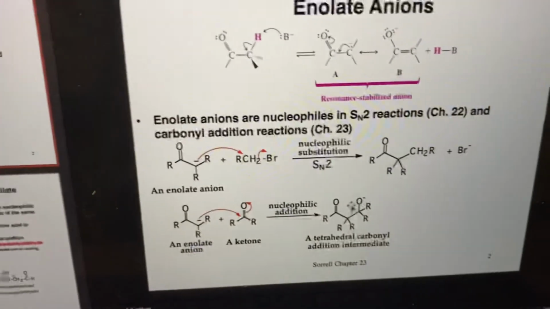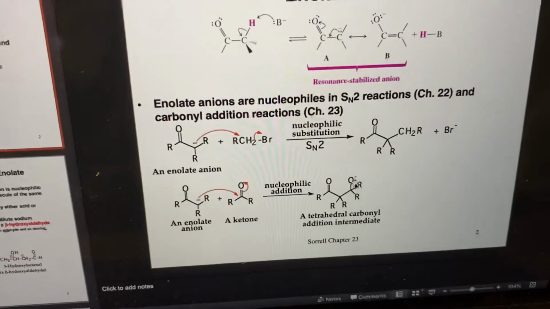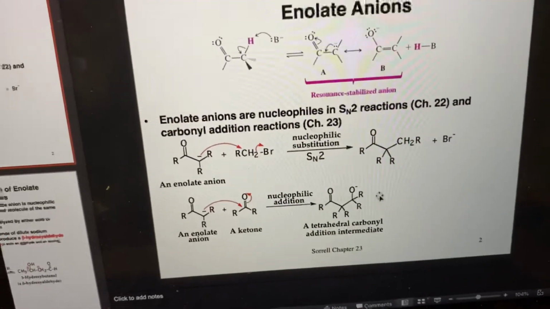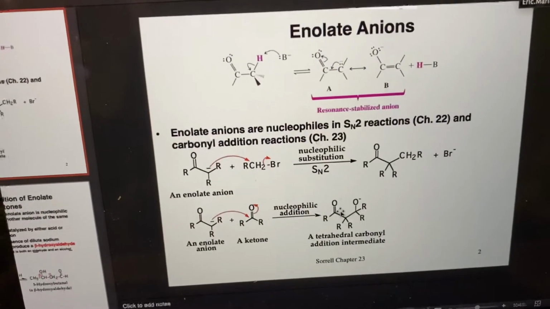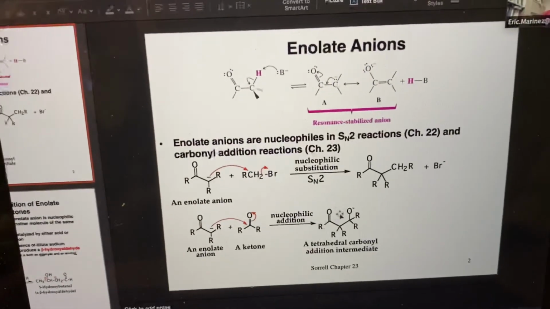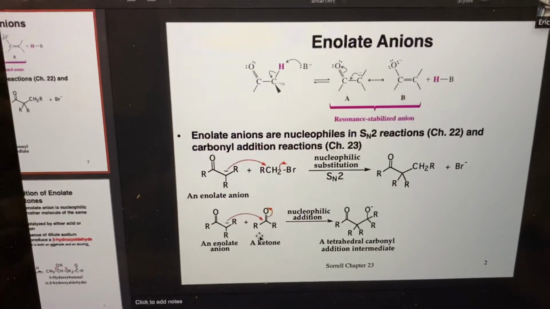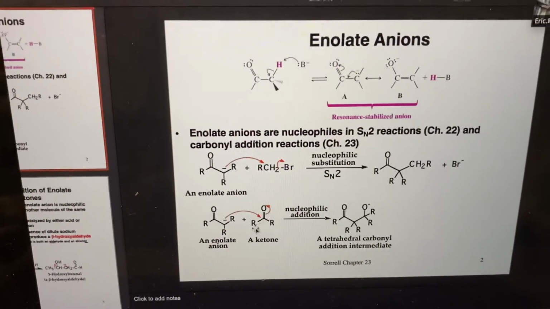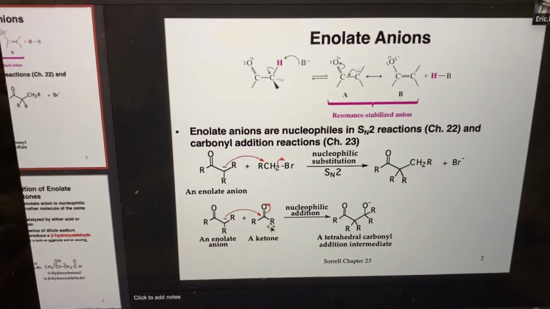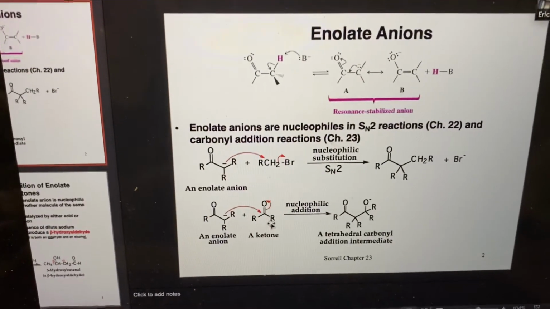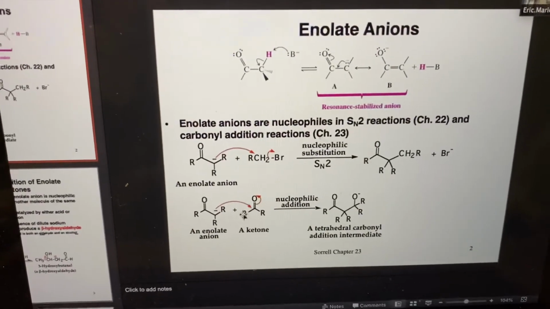And one of the things you'll recognize is once I form this intermediate, we can attack this O- with a proton to make a beta hydroxy ketone or an aldehyde, okay? That's going to be called the aldol reaction. And then the end of the chapter looks at the same reaction, but instead of using a ketone here, it chooses esters, okay? That's called the Claisen reaction. So the Claisen reaction and the aldol reaction are very similar in that we have a carbonyl system.